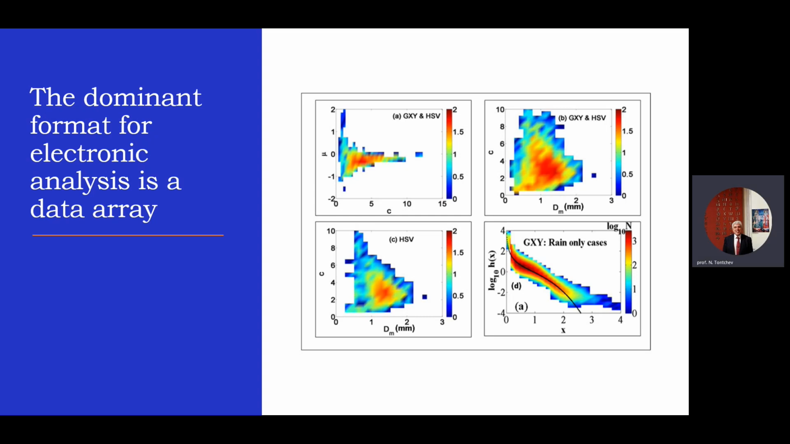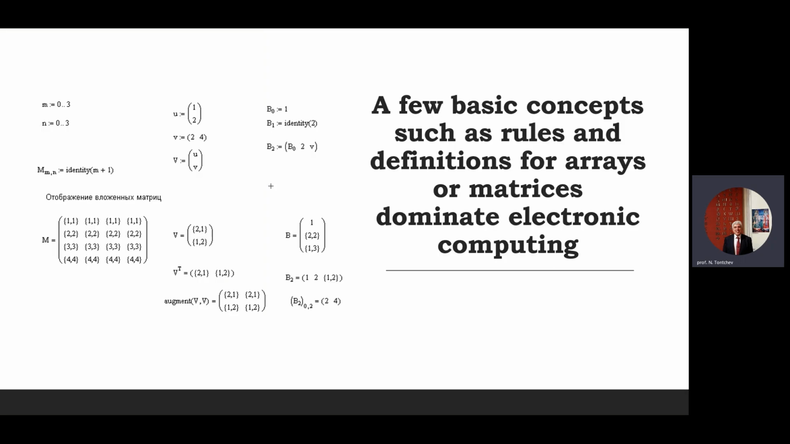Data consists of dependent and independent variable quantities that may be associated with units of measurement. The dominant format for electronic analysis is a data array that expresses only the dependent quantities in a proper order or sequence of independent variables, necessarily computed internally from the array origin and sampling interval. A few basic concepts such as rules and definitions for arrays or matrices dominate electronic computing.